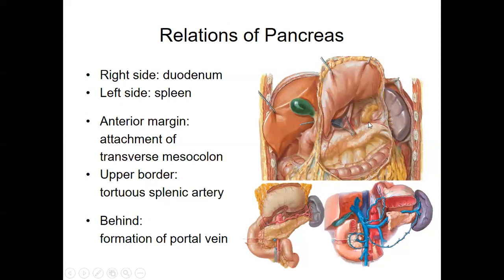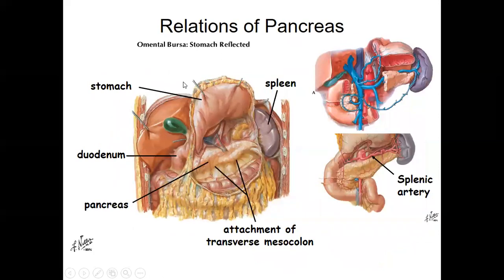At the upper border, we have the tortuous splenic artery. Behind, whenever you cut the pancreas, you can see at the back there is the formation of the portal vein, how the portal vein is being formed. So this is the attachment of the transverse mesocolon. On the right side we have the duodenum, on the left side we have the spleen, and at the upper border we have the tortuous splenic artery.